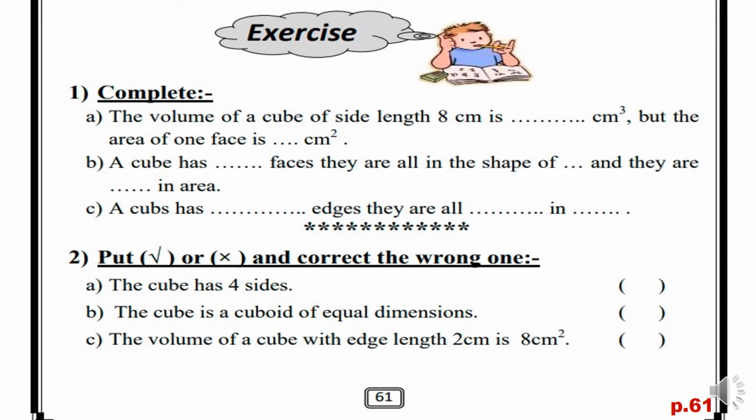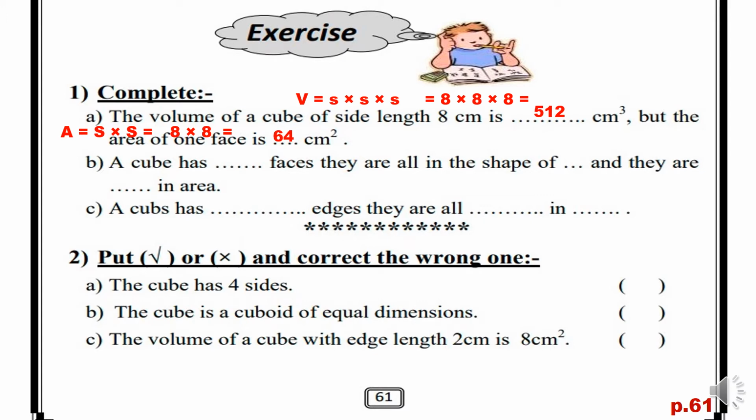Complete. Number 1. Letter A. The volume of a cube of side length 8 cm is what centimeter cube? And the area of one face is what centimeter squared? Okay, I want to get the volume and the area of the cube. The volume of the cube is equal to side times side times side, so it's 8 times 8 times 8 equals 512 centimeter cube. To get the area of one face, the area of one face of the square is equal to side times side, so it's 8 times 8 equals 64 centimeter squared.